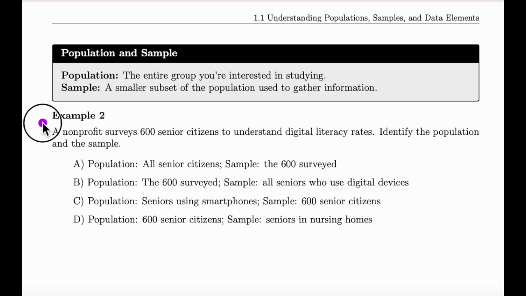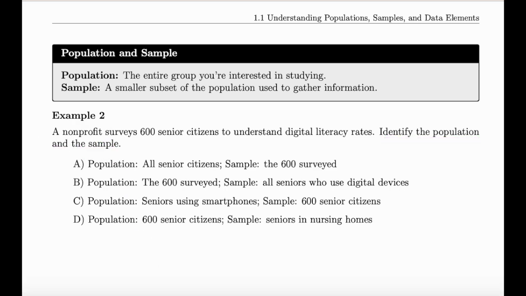All right, so let's look at example 2 in this lesson. A nonprofit surveys 600 senior citizens to understand digital literacy rates. We're going to identify the population and the sample.